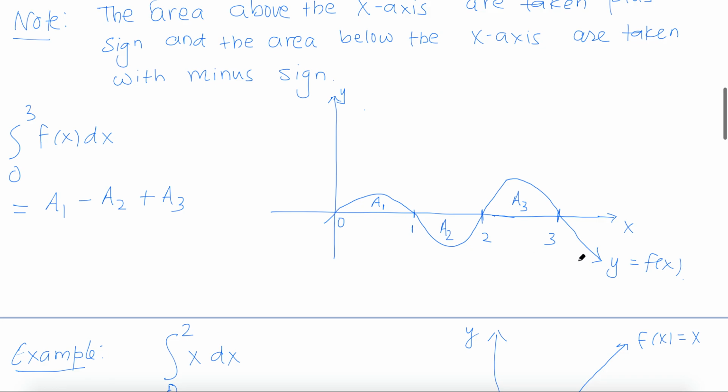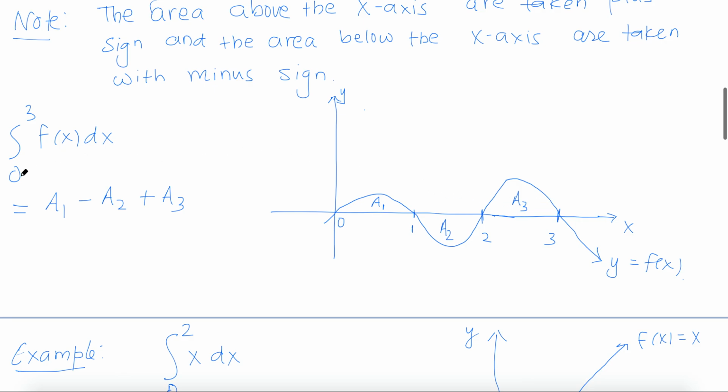Let's say this is y equals f of x, and it runs from 0 to 1 above the x-axis, and 1 to 2 is below the x-axis, and 2 to 3 is again above the x-axis. Let's suppose this part from 0 to 1, this area is A1, and this area is A2. I'm just talking about the area. So this total area is A2 and that total area is A3.